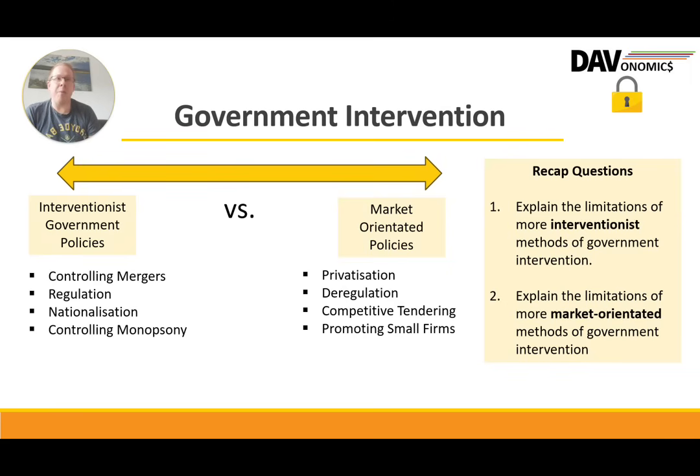Or you might think, I know what we'll do, we'll try and get the market to be more competitive. So the ones on the left are, we accept there's going to be monopoly power, how do we stop it? So, the impacts of it. Whereas market oriented is, let's make the market itself more competitive and more contestable.